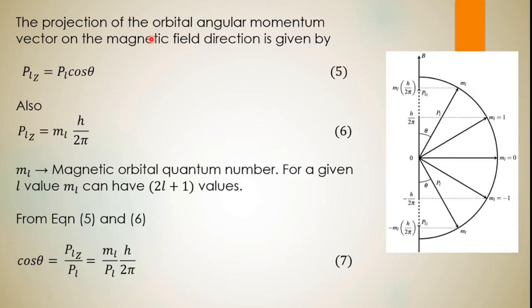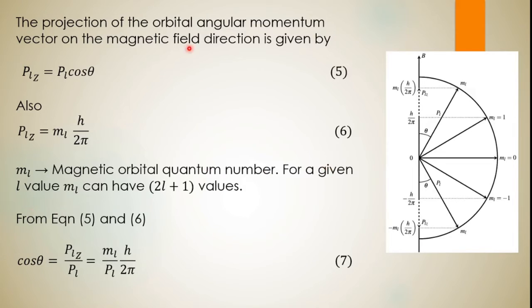The projection of the orbital angular momentum vector on the magnetic field direction is given by PLZ equal to PL into cos theta. This you can see in this figure. Also, PLZ is equal to ML into h by 2 pi because the z component of the orbital angular momentum vector is quantized. ML is the magnetic orbital quantum number. For a given value of L, ML can have 2L plus 1 values.